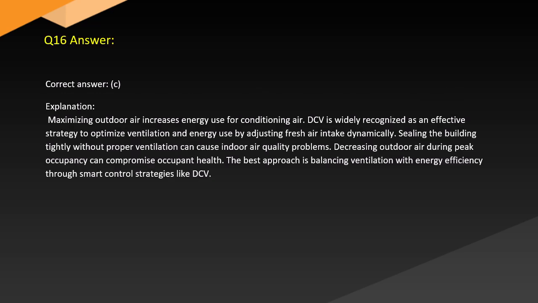Answer. Correct answer. C. Explanation. Maximizing outdoor air increases energy use for conditioning air. DCV is widely recognized as an effective strategy to optimize ventilation and energy use by adjusting fresh air intake dynamically. Sealing the building tightly without proper ventilation can cause indoor air quality problems. Decreasing outdoor air during peak occupancy can compromise occupant health. The best approach is balancing ventilation and energy efficiency through smart control strategies like DCV.